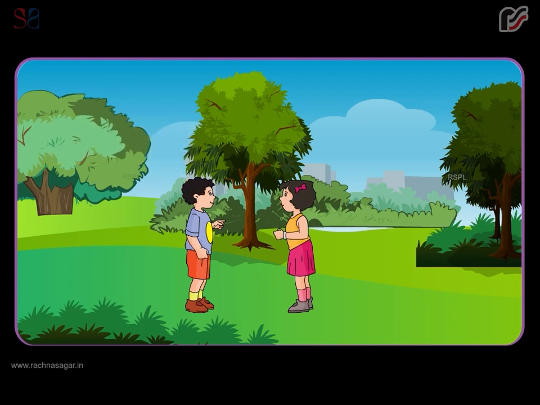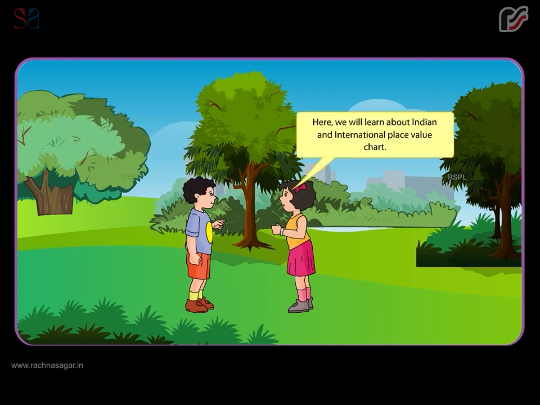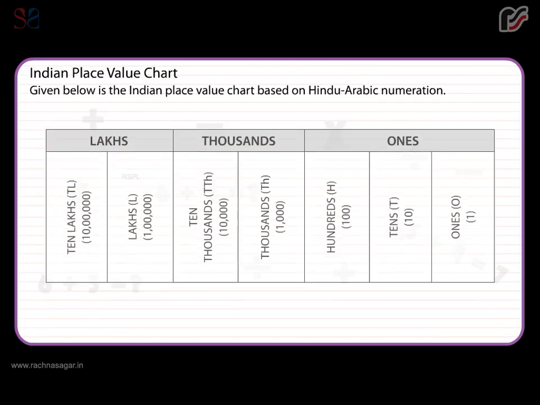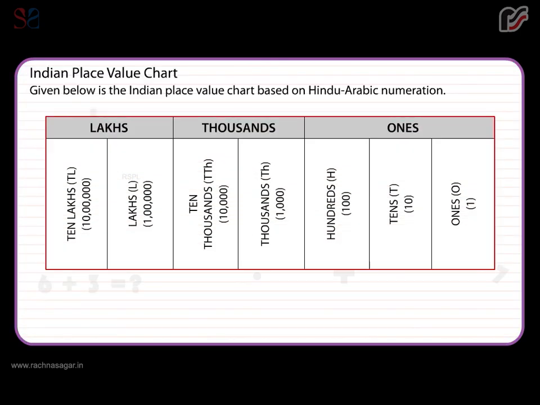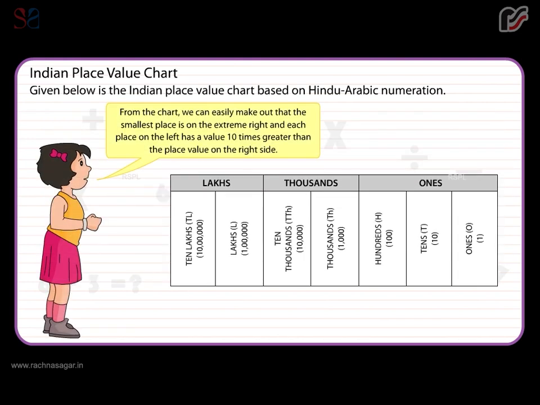The place value chart helps us to find the value of each digit of a numeral according to its position. Here, we will learn about Indian and International Place Value Chart. Indian Place Value Chart. Given below is the Indian Place Value Chart based on Hindu-Arabic numeration. In the Place Value Chart, the periods are ones, thousands and lakhs, and the places are ones, tens, hundreds, thousands, 10,000s, lakhs, 10 lakhs. From the chart, we can easily make out that the smallest place is on the extreme right and each place on the left has a value 10 times greater than the place value on the right side.